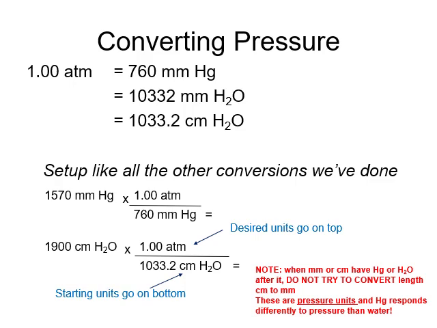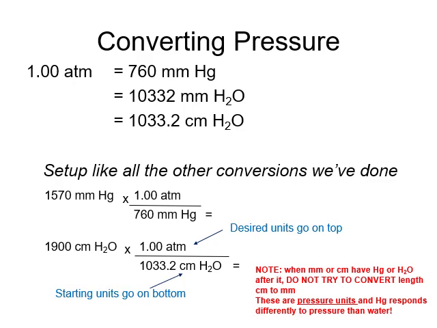Note that these sizes are much different. Mercury does not change very much with pressure, and that's why we typically use mercury. It's a nice substance to use. In any of these, we start with whatever our starting number is. We've measured the pressure in millimeters of mercury, so that would be 1570 millimeters of mercury. If I wanted to convert it to atmospheres, then I would put the desired units on the top and the units that I'm trying to convert on the bottom so that they would cancel, and I could convert my answers.